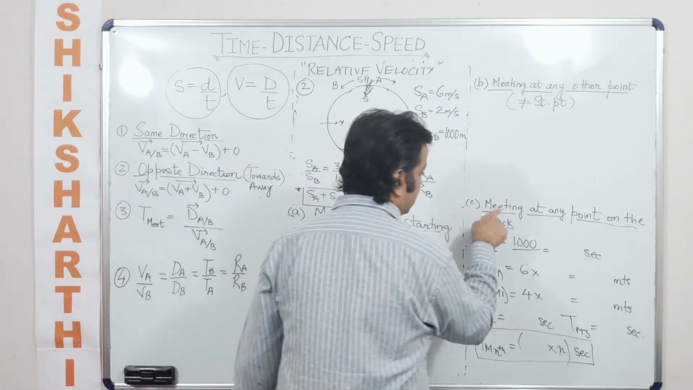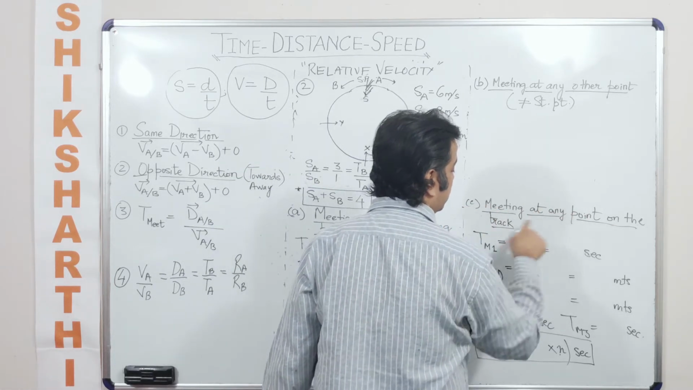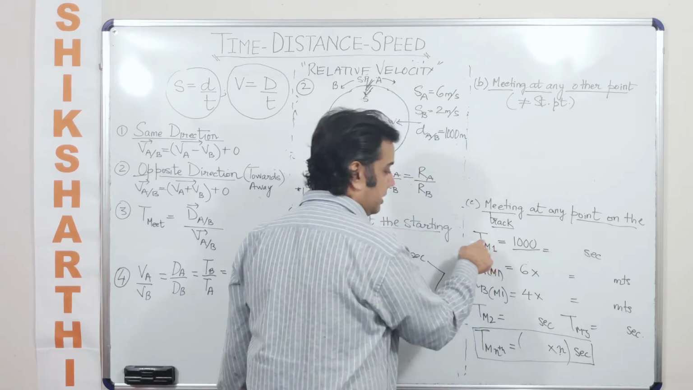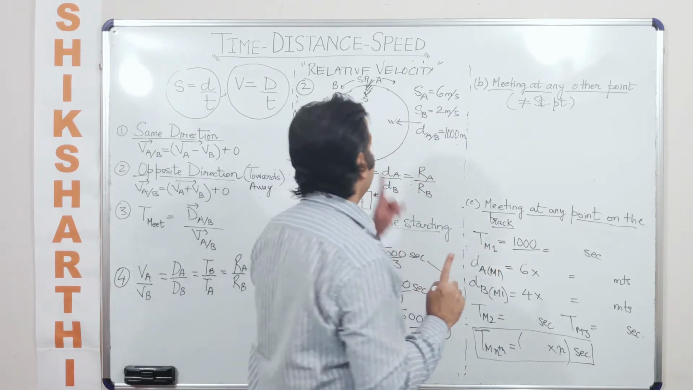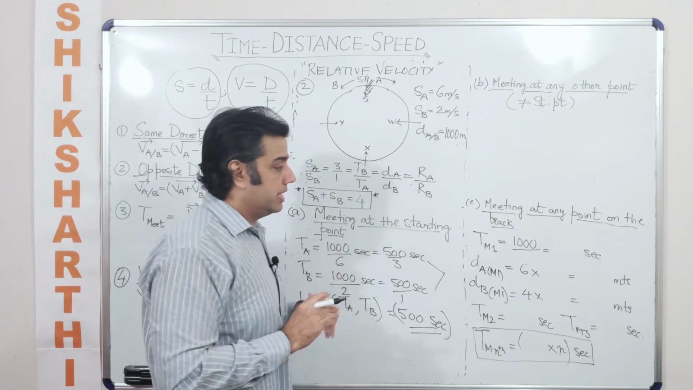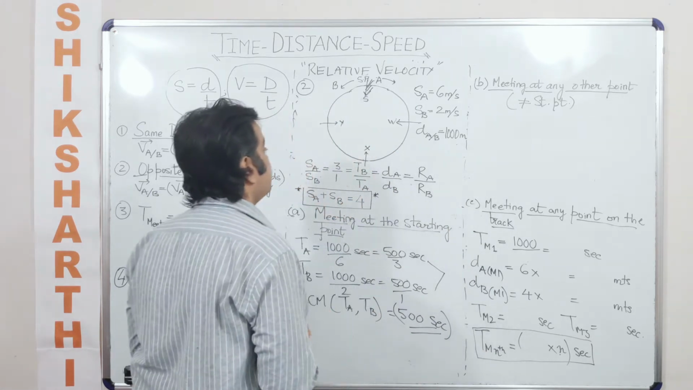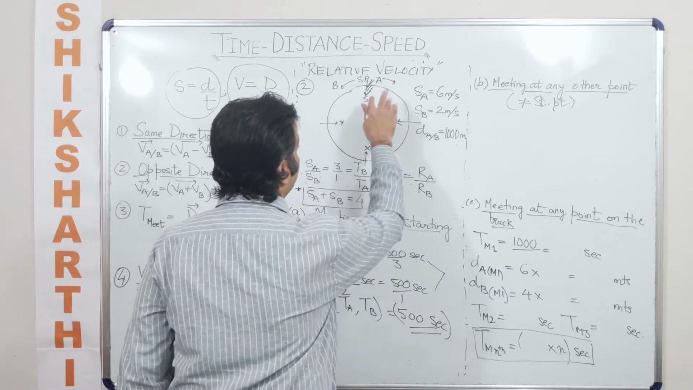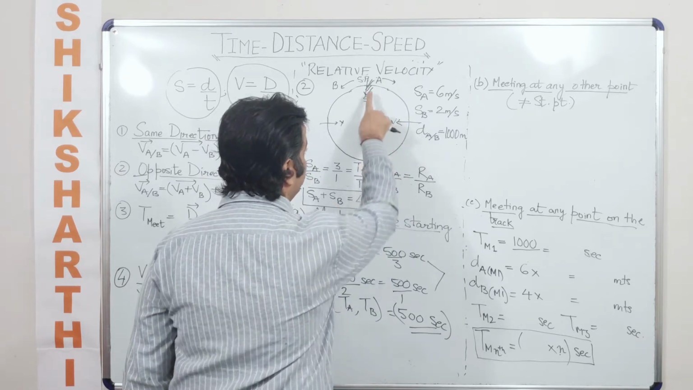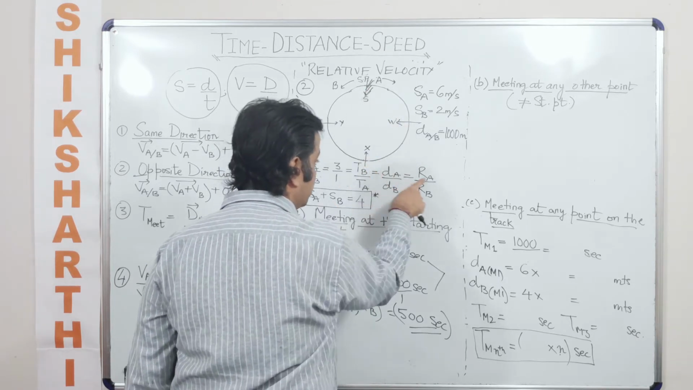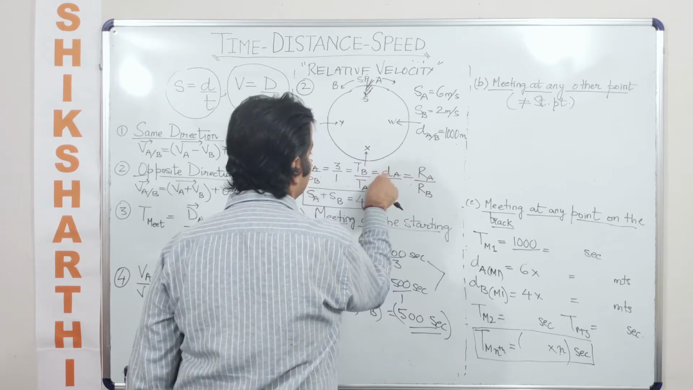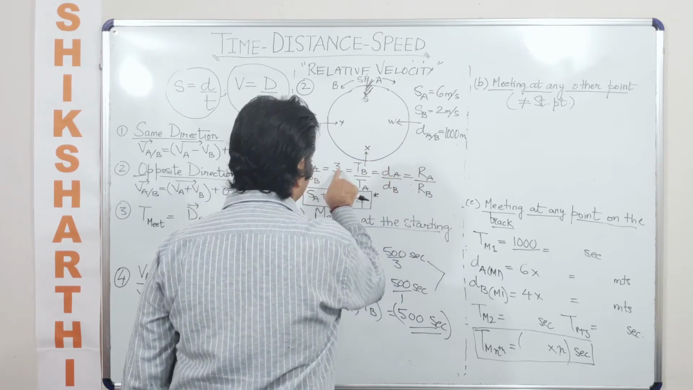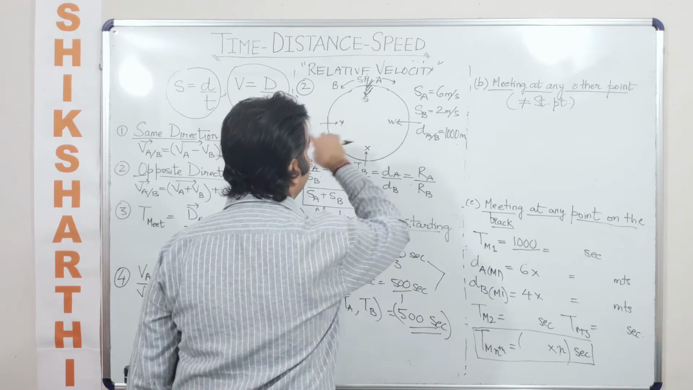Now, let's start off the discussion with meeting at any point on the track. M1 here refers to meeting for the very first time when they are moving in opposite directions. Once we know that for every 3 parts or 3 units of the distance or the speed, 1 unit will be covered by B.